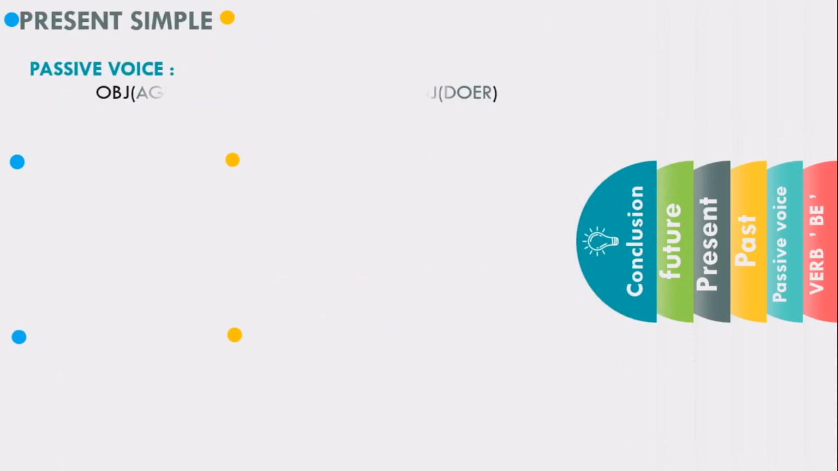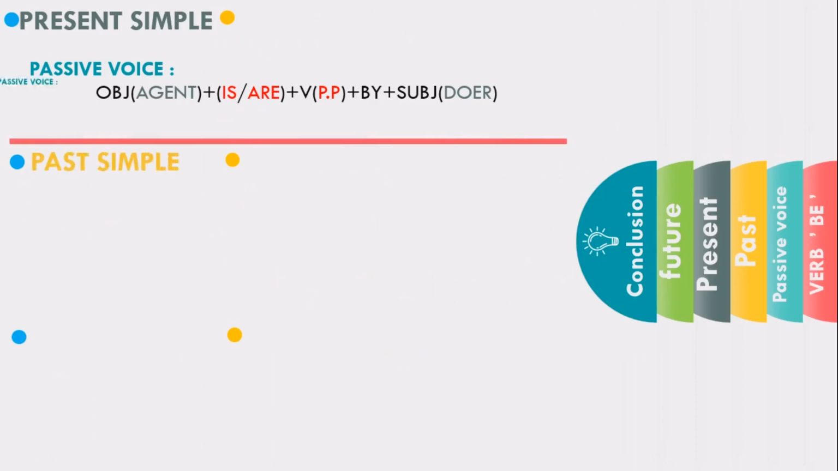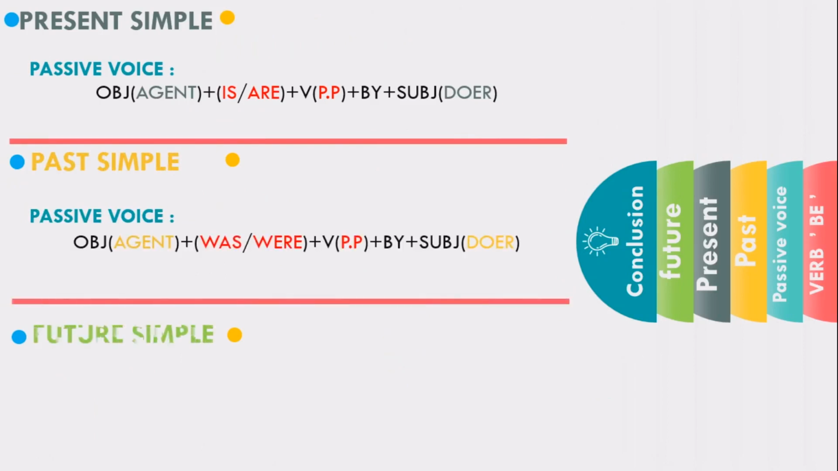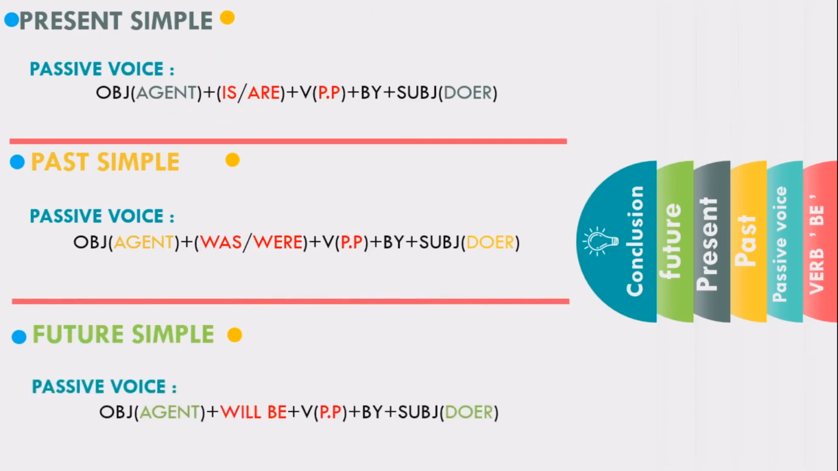Then here we have a conclusion of all what we did. In the present simple we have object plus is or are plus verb in the past participle plus by plus subject, if you want to mention the subject. In the past simple, we have object plus was or were plus the verb in past participle, and in the future simple we have object plus will be plus the verb in the past participle.